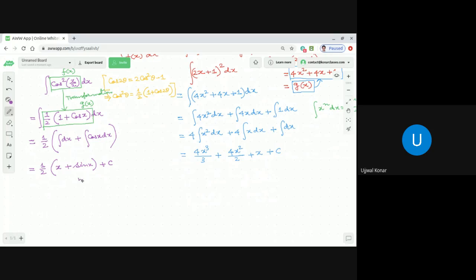So you can write where c is the integrating constant. You can write integrating constant or constant of integration, all have the same meaning. So that is why the transformation makes a lot of sense, correct or not?